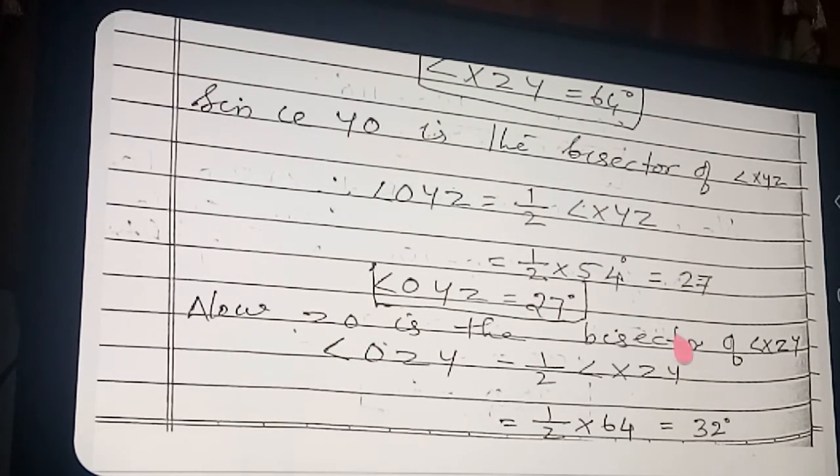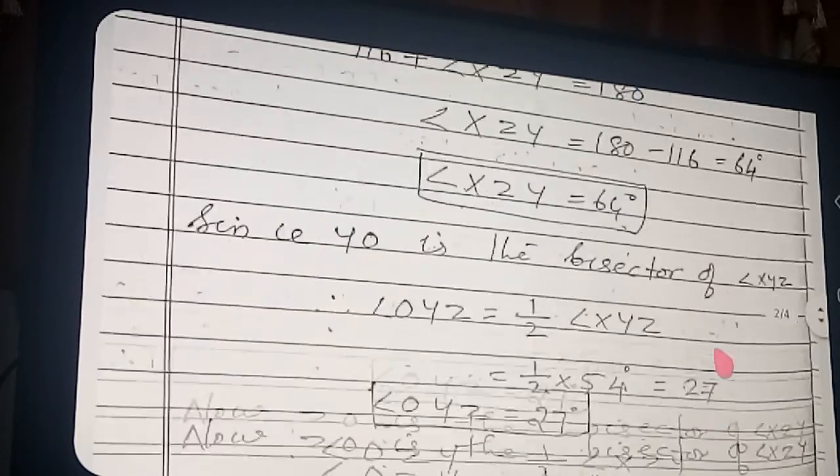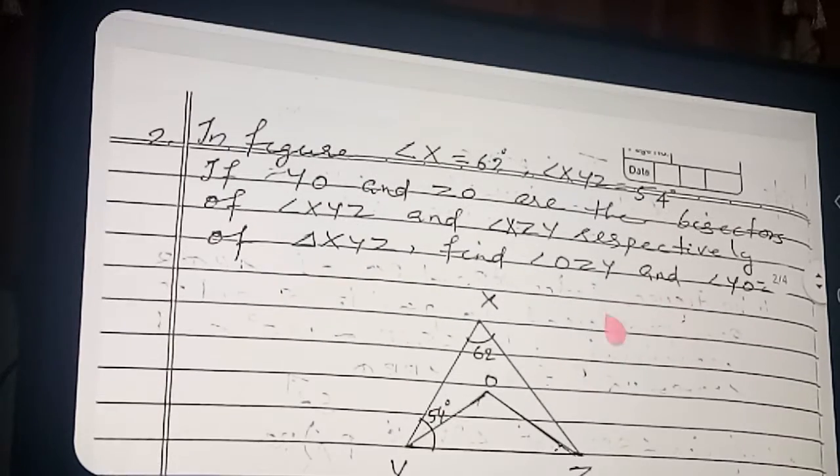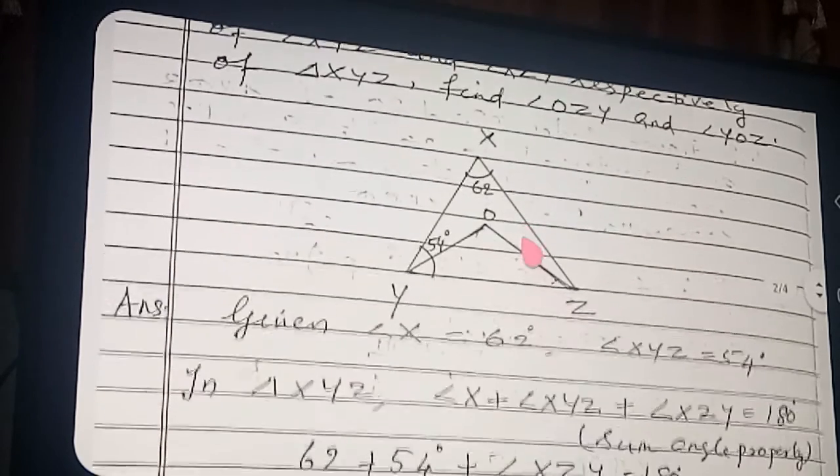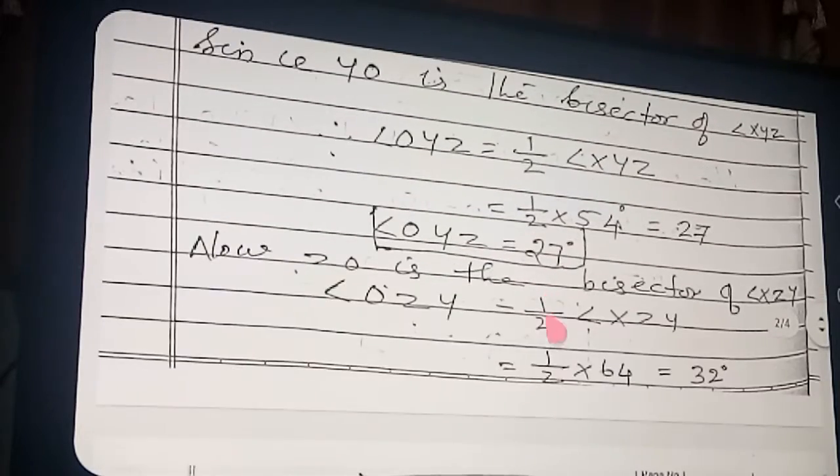Now the next point. ZO is the bisector of which angle? Angle XZY. See the question again. ZO is the bisector of angle XZY. Therefore, angle OZY is equal to half of angle XZY. OZY is already asked in the question. So you want to find OZY and YOZ. That is your question.